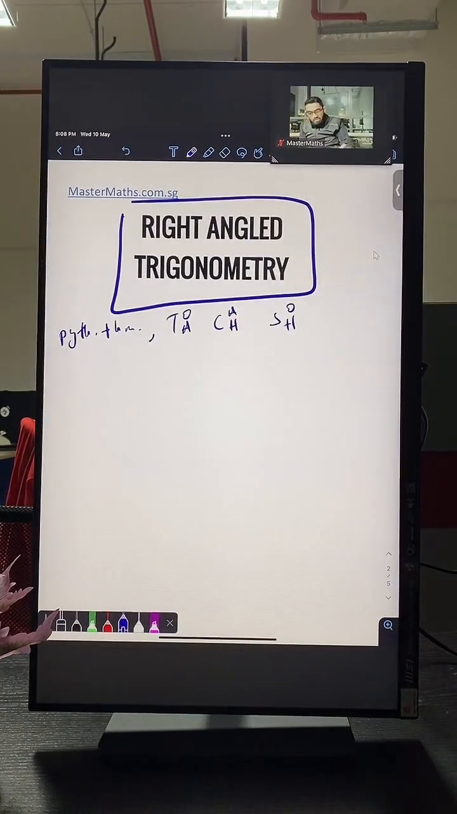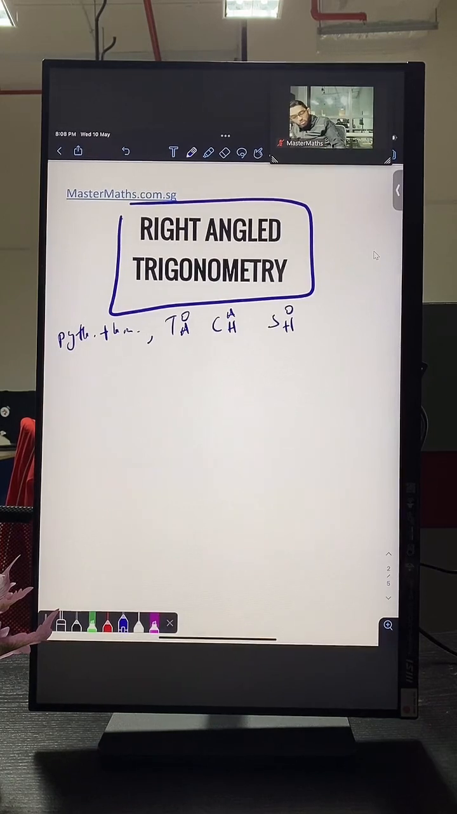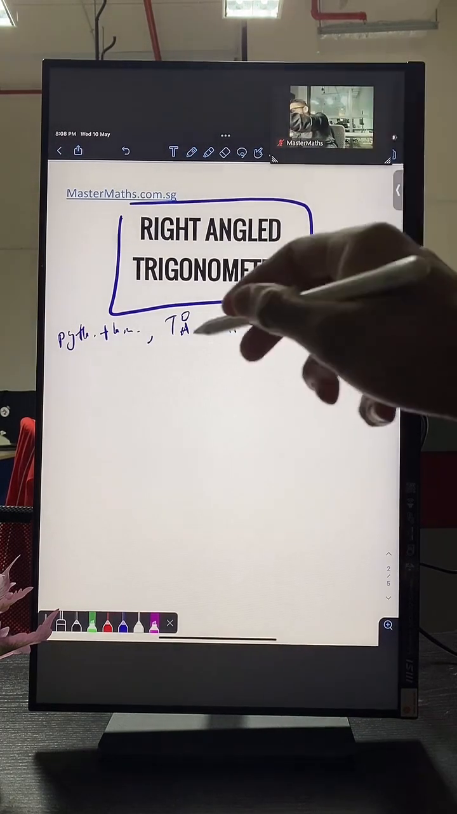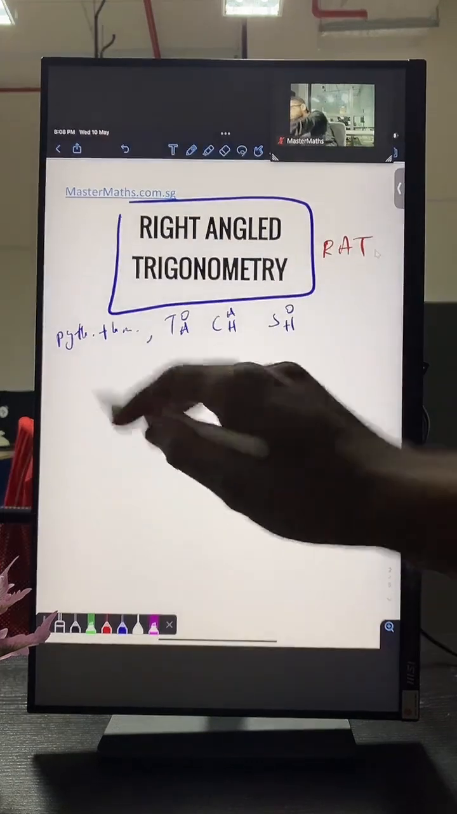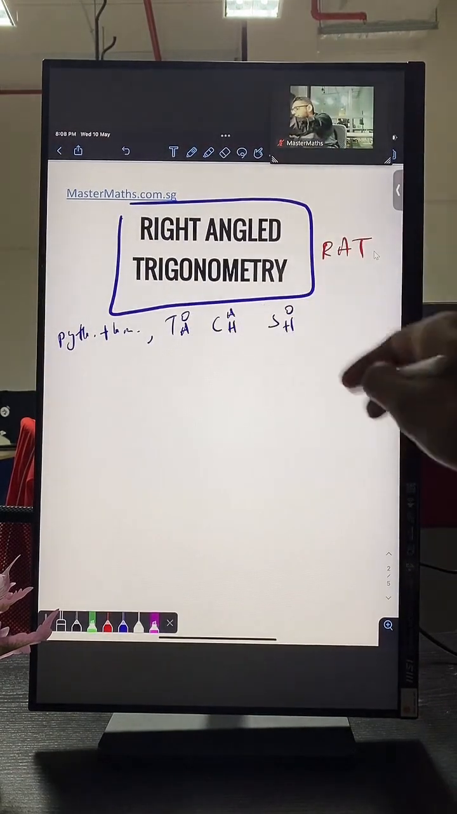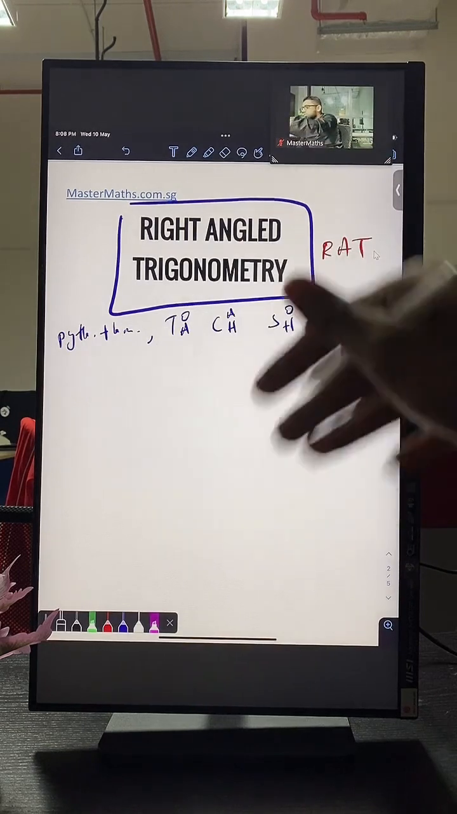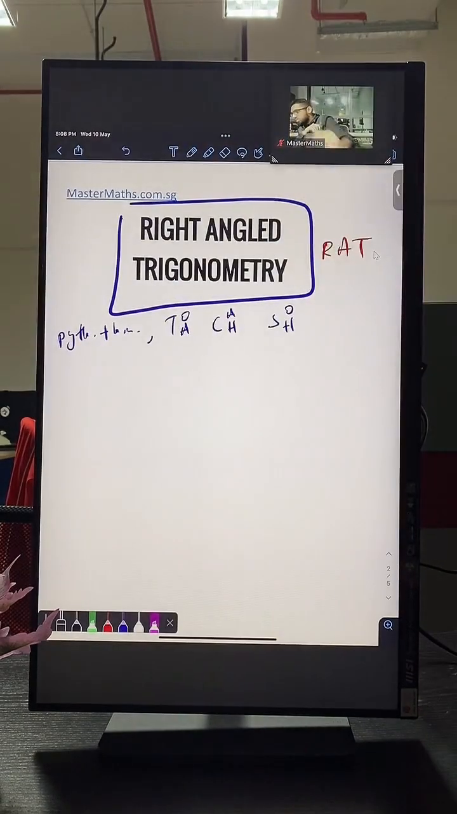Okay, so again, if you are dealing with a right-angled triangle, I'm going to put this thing called RAT. RAT, short form for what? Short form for a right-angled triangle. If you see this, immediately just pump your Pythagoras Theorem, pump your TOA CAH SOH as well. Use these two things. Don't bother about sine rule, cosine rule, all these things.